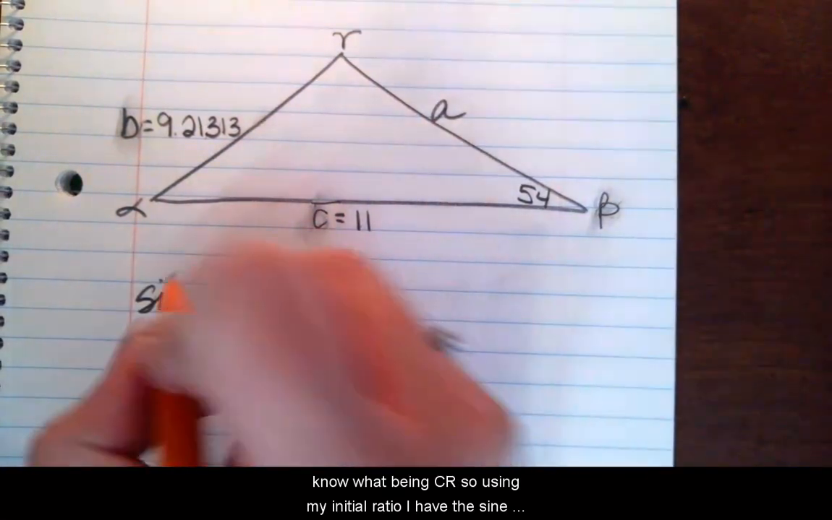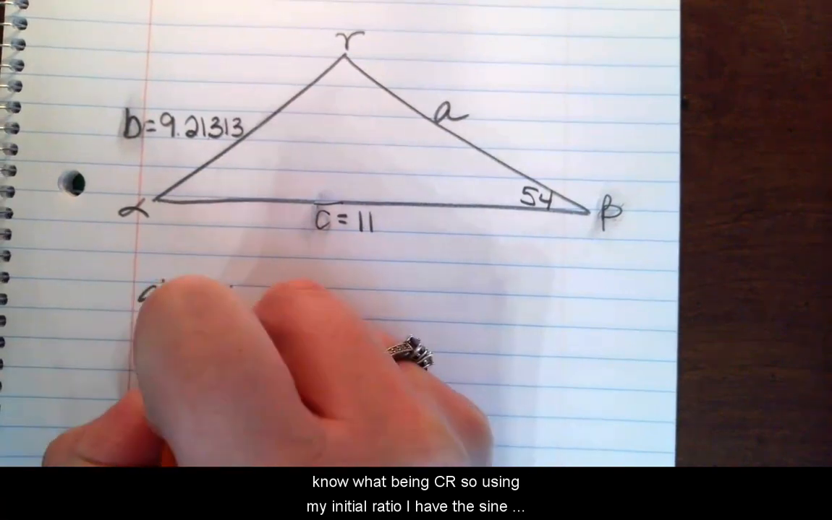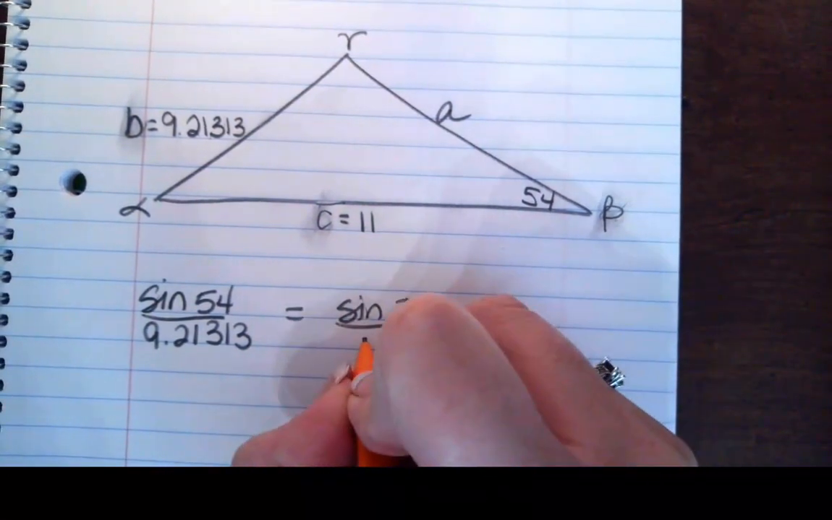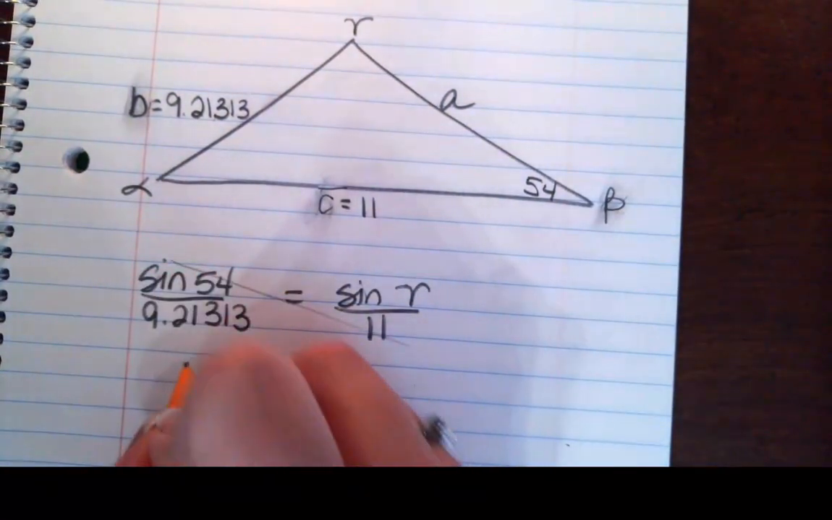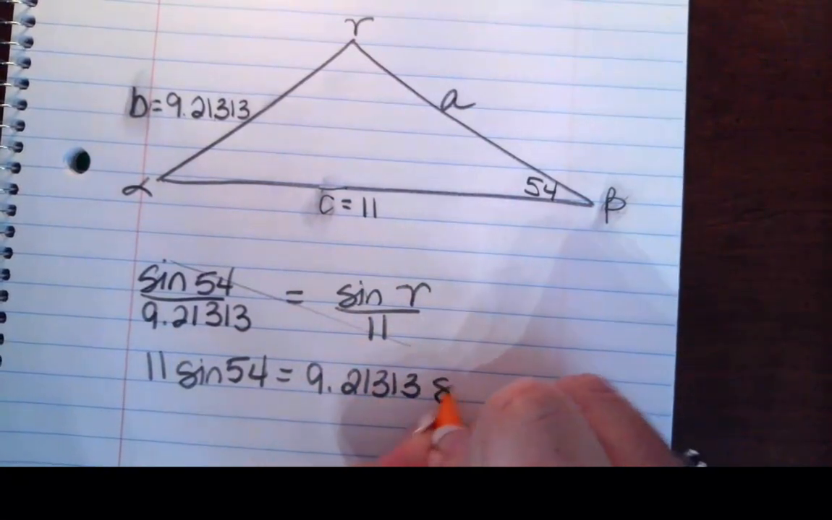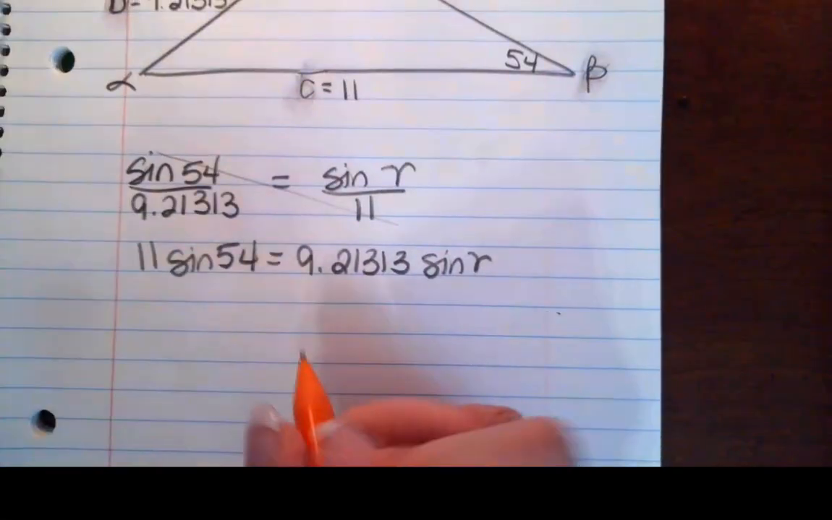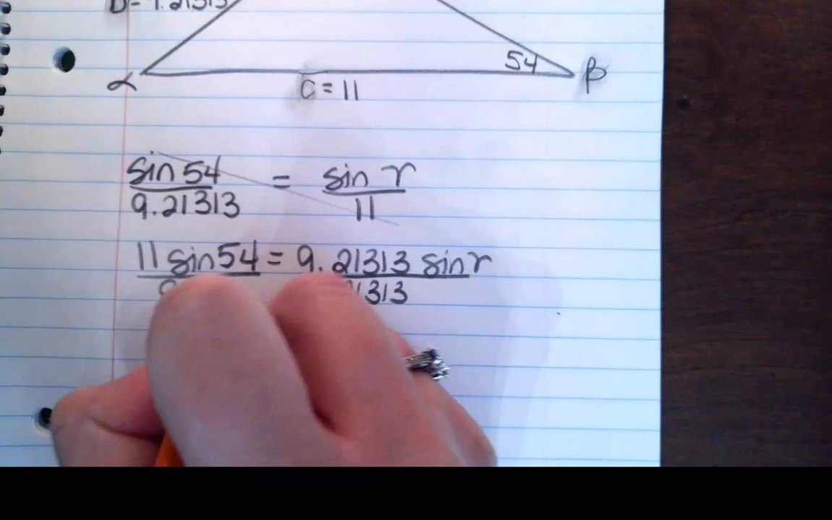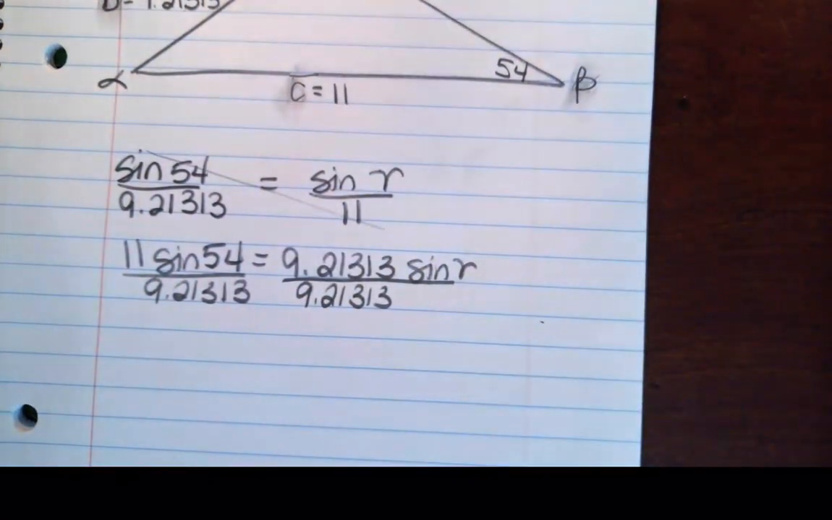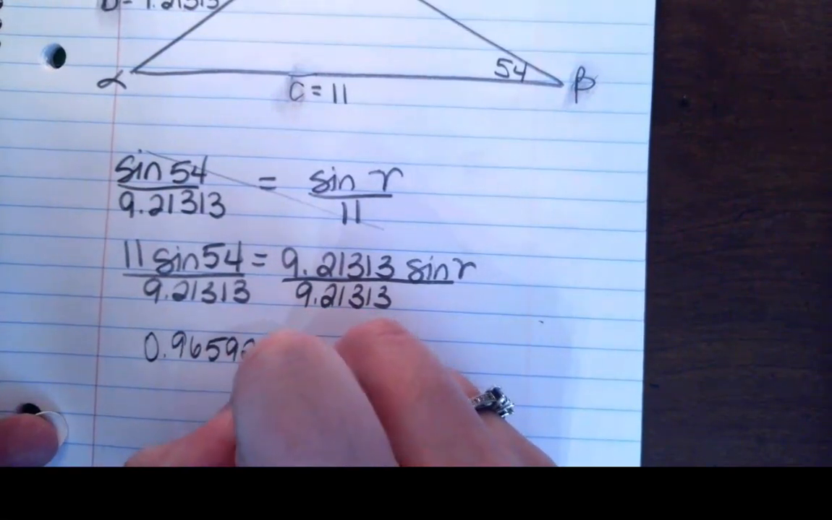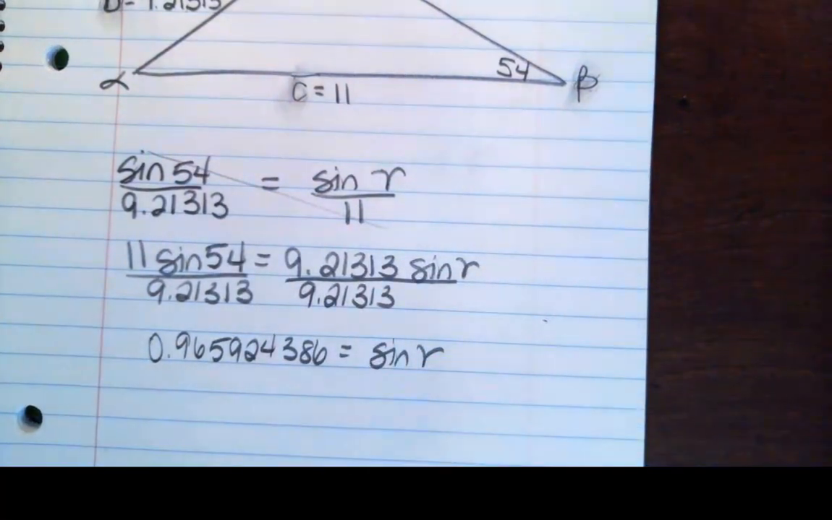So using my initial ratio, I have the sine of 54 over 9.21313. And that's going to be compared to the ratio of the sine of gamma over 11. And I'm going to cross multiply. So I have 11 sine 54 equals 9.21313 sine of gamma. And then I'm going to divide both sides by 9.21313, and that is going to give me 0.965924386, and that's what the sine of gamma is.